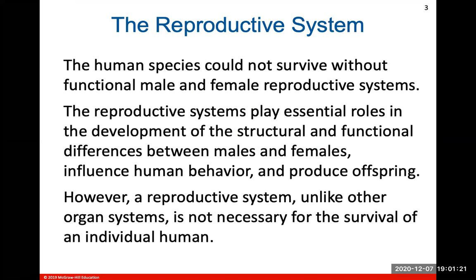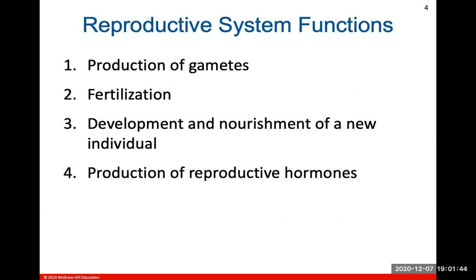So the human species could not survive without the functional male and female reproductive systems. They play essential roles in the development of the structural and functional differences between males and females, also influencing human behavior and producing offspring. However, a reproductive system, unlike other organ systems, is not necessary for the survival of the actual individual human. The main functions of the reproductive system are to produce gametes, fertilization, development, and nourishment of a new individual, and the production of reproductive hormones.